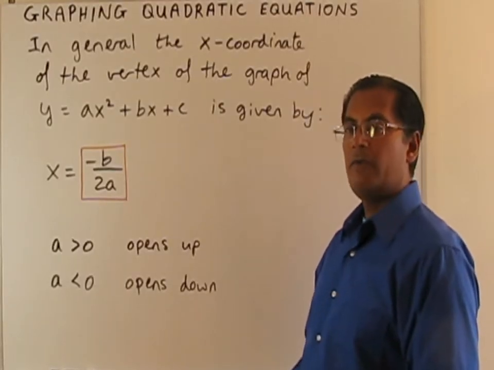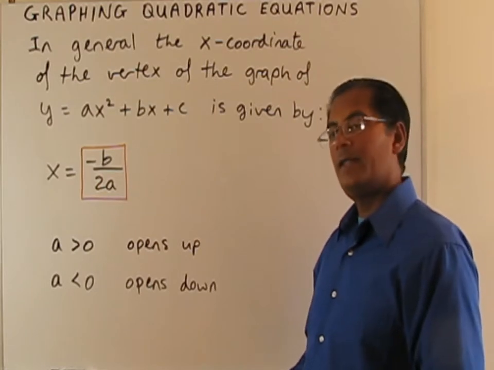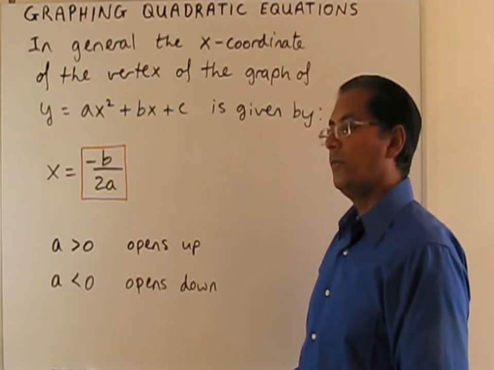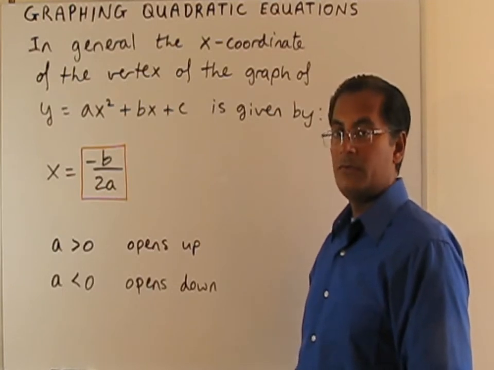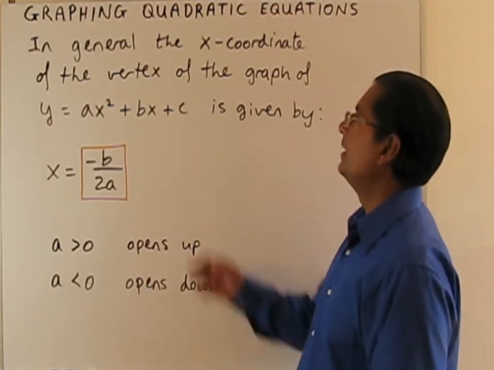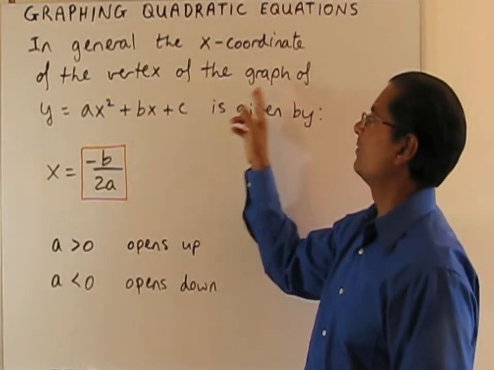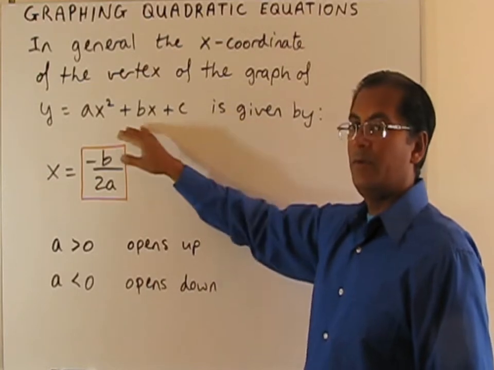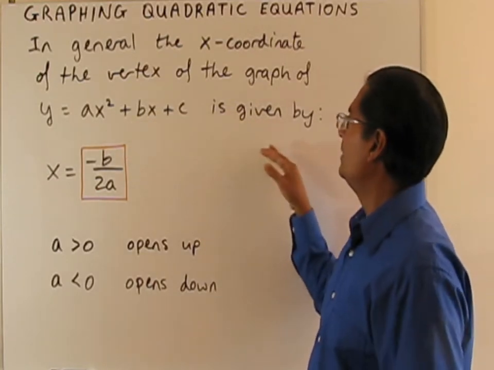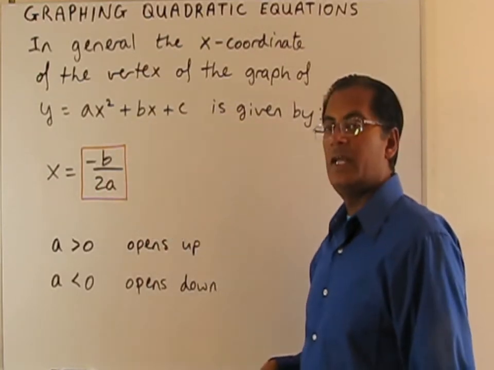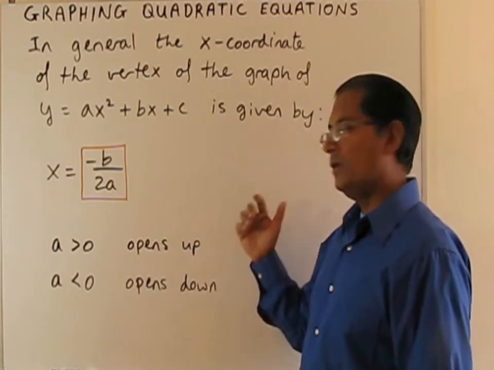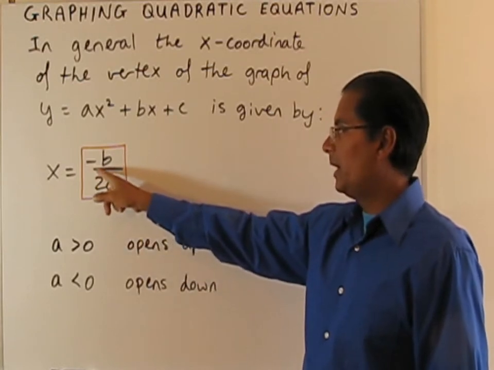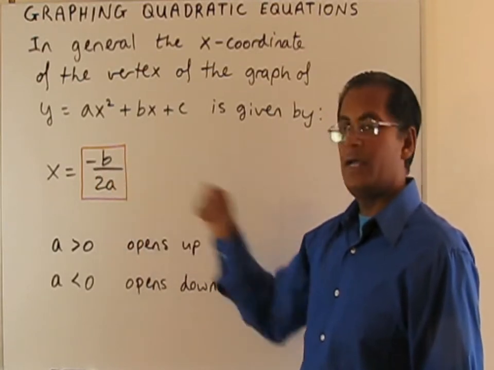The vertex of a quadratic equation is not always easy to find like the previous example. So there is a formula where we can find the vertex of the graph of a quadratic equation. In general, the x-coordinate of the vertex of the graph of ax squared plus bx plus c, remember this is the quadratic equation, is given by x equals negative b over 2a. So the x-coordinate of the vertex of a parabola can be found by taking negative b over 2a.